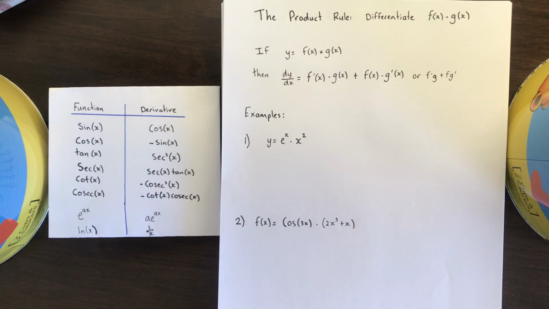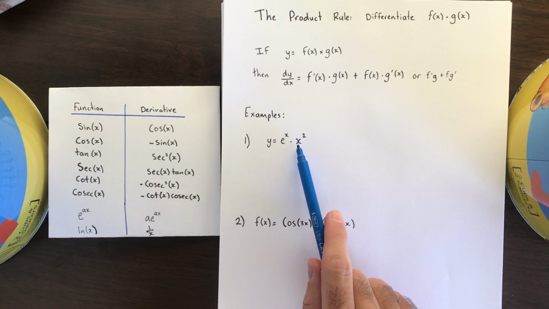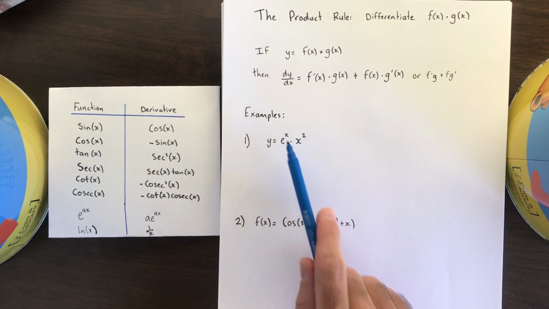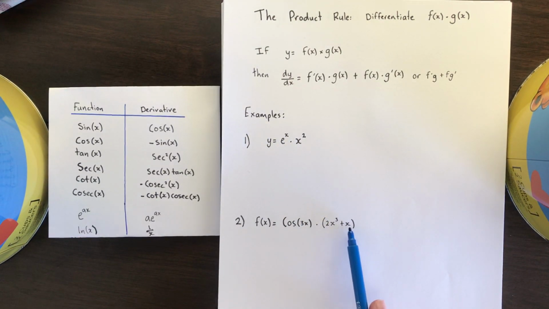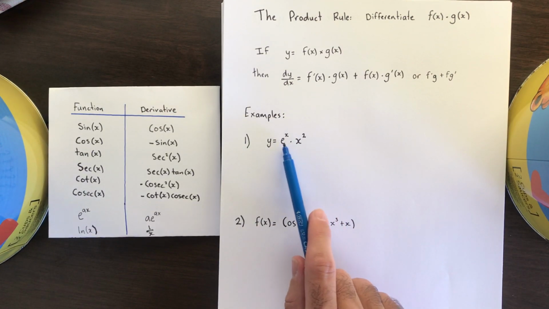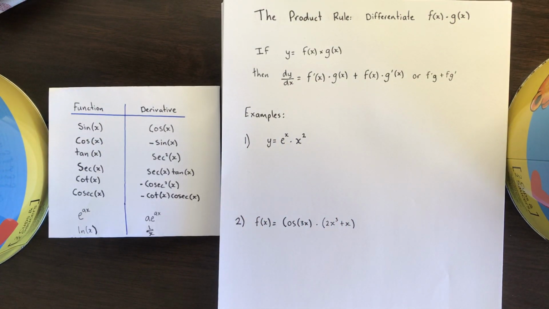Sometimes it can be hard to tell if you have a product rule. A good rule of thumb is if you see an x in two different places and they're not in the same bracket with each other, so that's not two different functions, for starters, they're being added together. If you see an x somewhere and an x somewhere else and they're being multiplied, then usually you'll need to use the product rule to differentiate it.